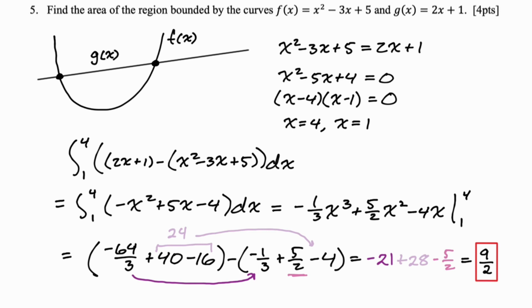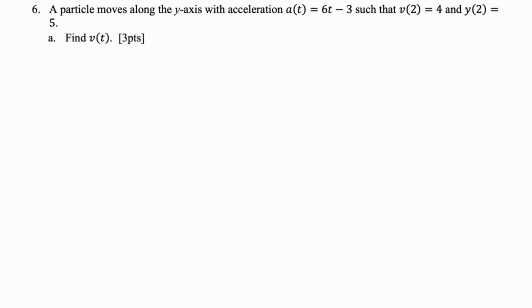All right, let's take a look at question number 6. It's got 3 parts. The particle moves along the y-axis. Acceleration is 6t minus 3, such that v of 2 is 4 and y of 2 is 5. We want to find v of t, so let's set that up. V of t is definitely just the integral of a of t, dt.